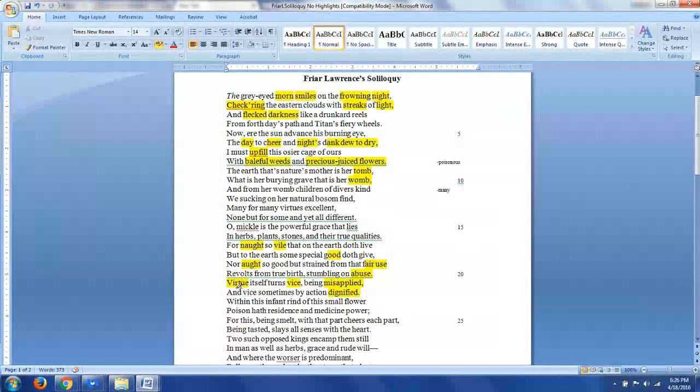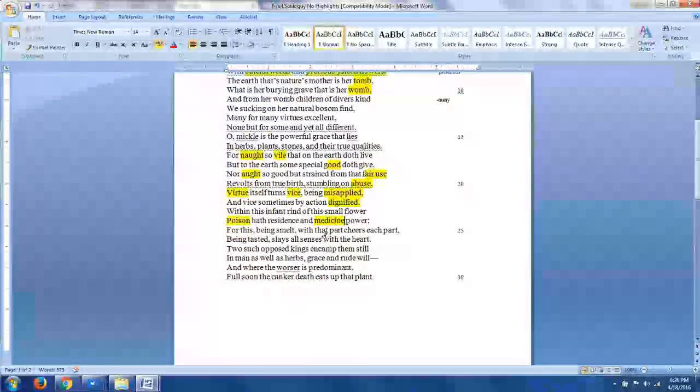So it's saying that virtue, a good quality, can be used for bad. It's okay to be proud of yourself. If you do great on a test, you should be proud of yourself. But when that being proud of yourself turns to prideful, then it starts to become a vice, right? That's kind of what he's saying. And then he's saying in the seed, there's both poison and medicine. So it can be used for good and for bad. If you smell it, it makes you feel better. If you taste it, it kills you.